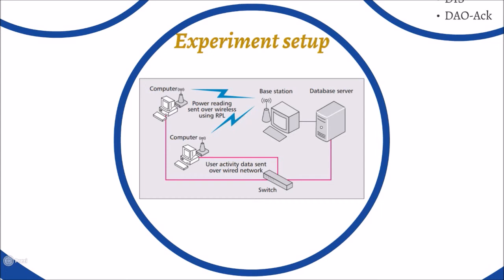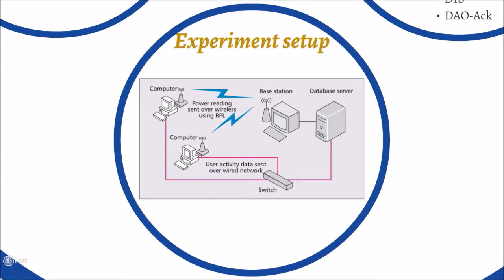So in the picture you can indeed see the example sketched with only 2 computers, in which the wireless devices send the power readings over wireless using RPL to the base station. So the 23 computers that were mentioned before have a structure like in the previous slide, in which they send it to the root, in this case the base station, to collect the data and then send them back.